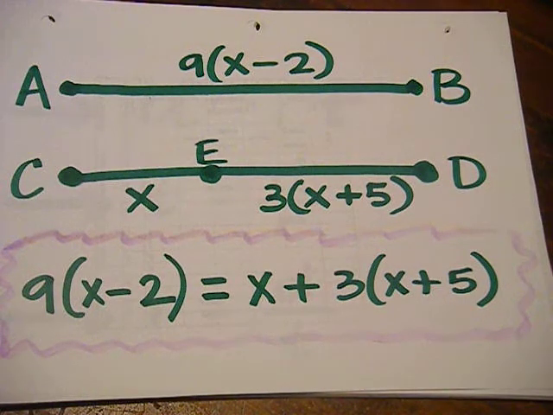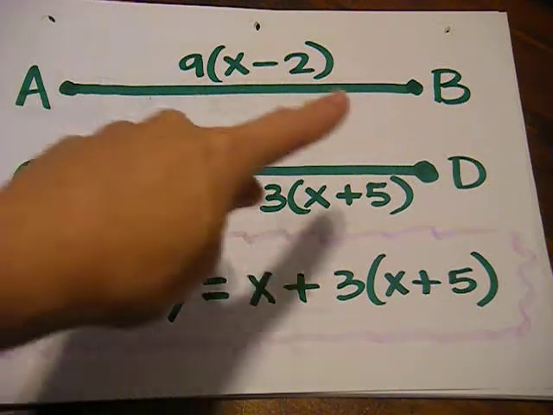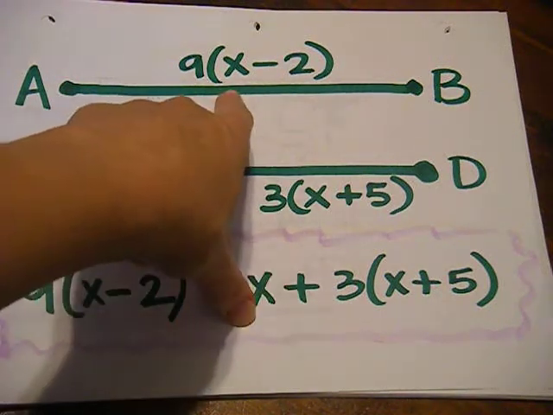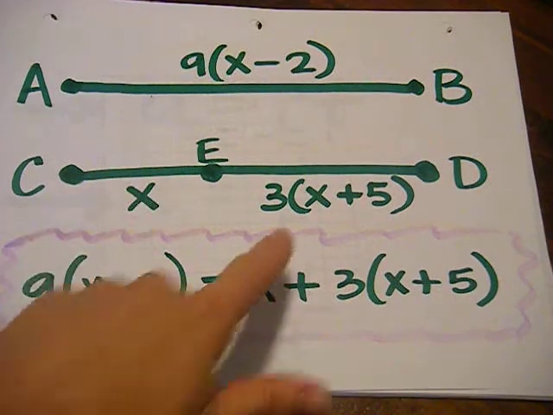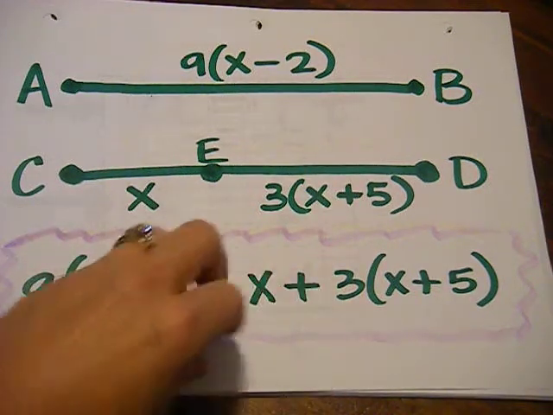You were able to find x, and then in order to find line segment AB, you plugged the value you got in for x there. You got to write it just there. And then you plugged the value for x into ED.